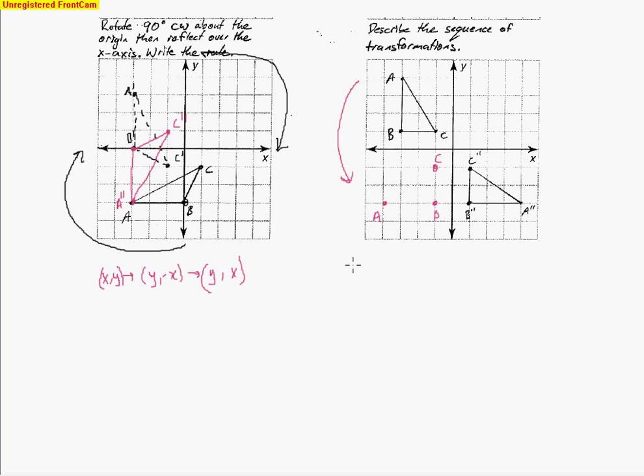So we could rotate counterclockwise 90 degrees, then reflect across the y-axis. So that's one way we could end up doing it. You can see how that would be a perfect reflection there. And let's see what happens if we take this and we go clockwise.